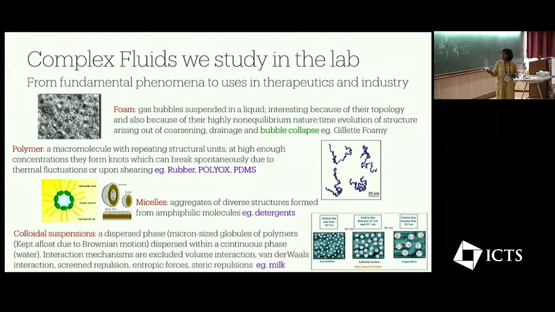And then there's something called colloidal suspensions. A colloidal suspension is basically a micron-sized particle, or many micron-sized particles, which is the dispersed phase.